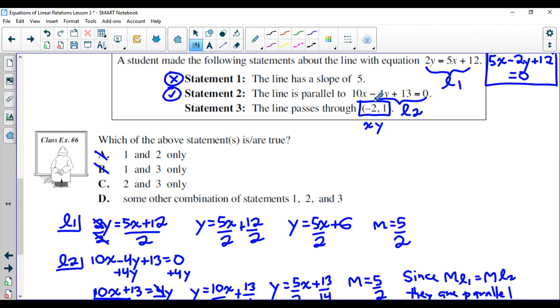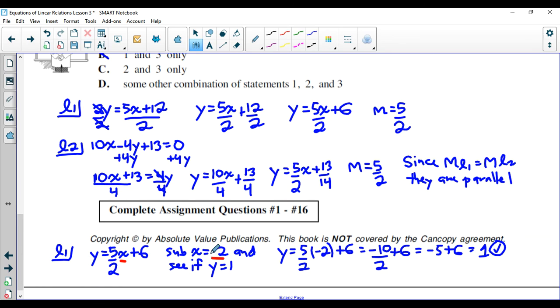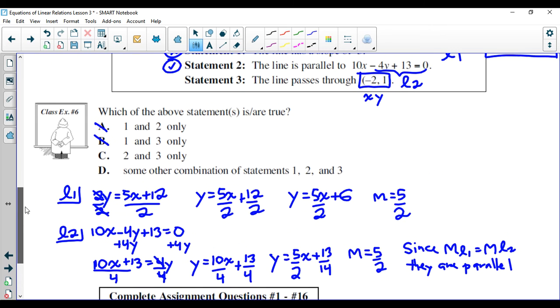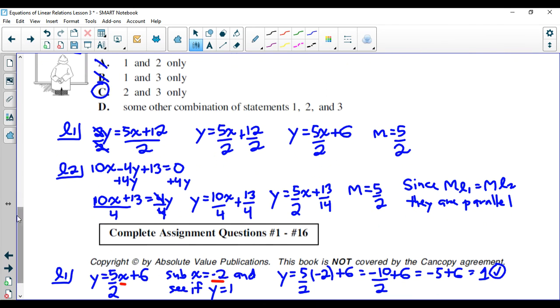Okay, so this is correct. So the question was, does the line pass through the point -2, 1? Or another way you could think about it is, is this point on the line? The way we can test that is by taking the x coordinate, plugging it into the equation, which we did here, and then seeing after I evaluate the equation if x equals -2, if I can get that y coordinate. And if I do, then it means that that point is on the line, or the line passes through that point. Okay, so therefore, that means that statement number 3 is correct, which means that C is the correct answer here.